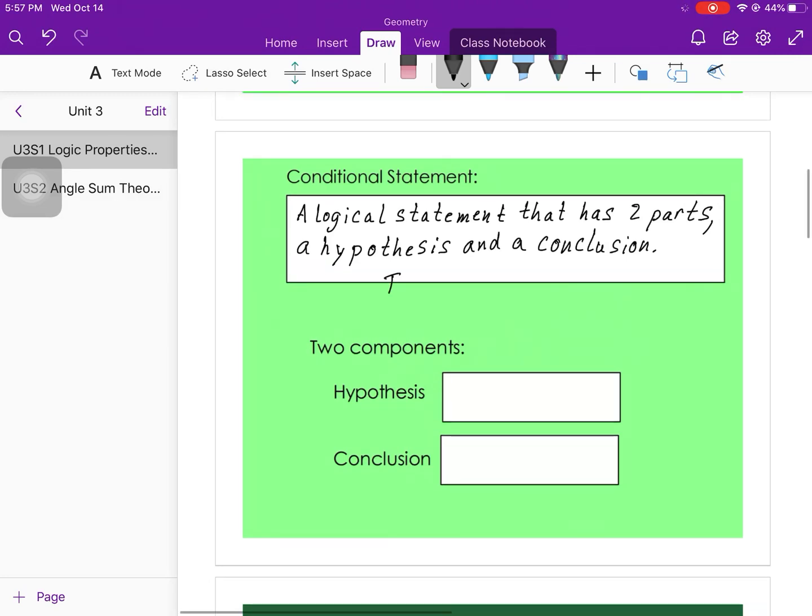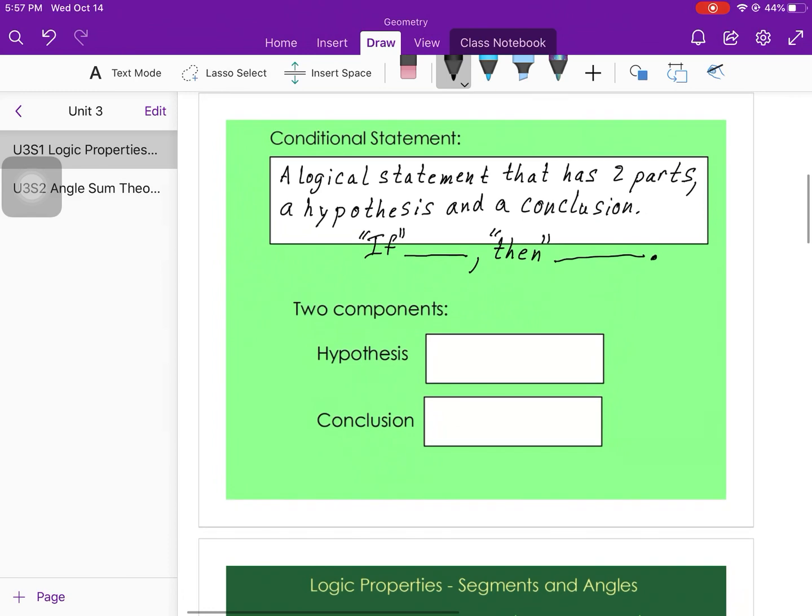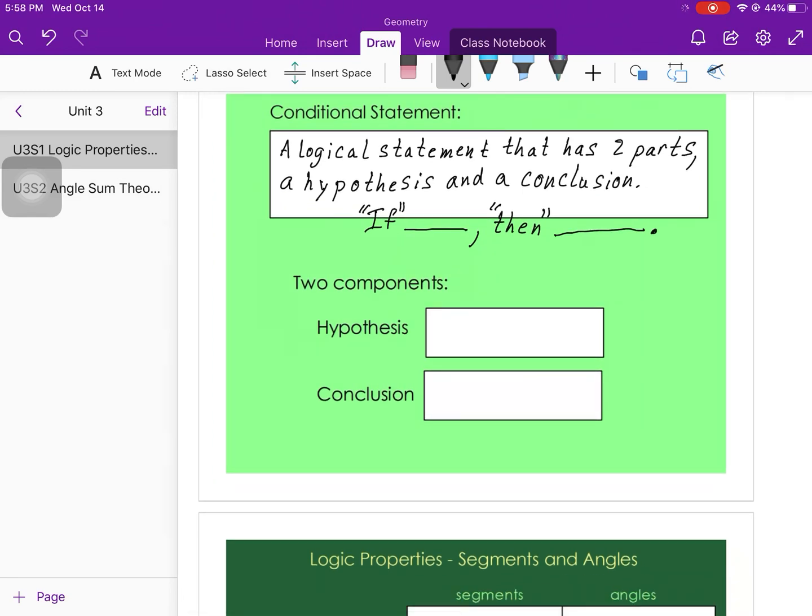So basically, any conditional statement is an if something, so if blank, then, so if something's true, then something else has got to follow. That's kind of the idea. Like, if it is Friday, then I am happy. So the two components are the hypothesis, which is the if, and then the conclusion is the then part.